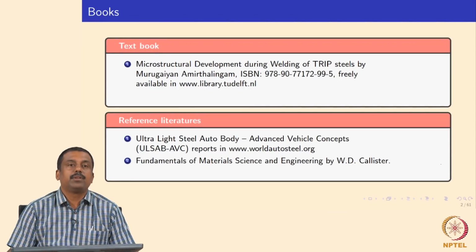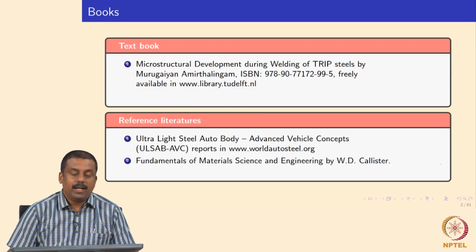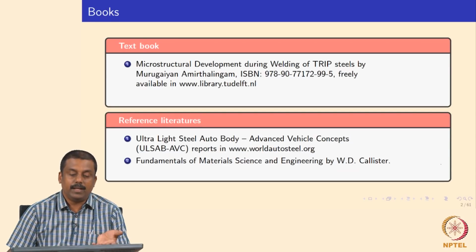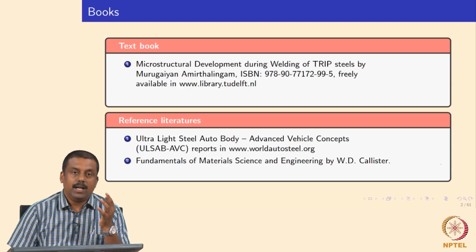Having said that, you can refer to the following textbooks for your reference. You can refer to one of my books, Microstructure Development during Welding of Strip Steels. You can freely download this book from the repository of library.tudelft.nl. The chapters I am going to talk about, the introduction to advanced high strength steels, the basics and the welding metallurgy of advanced high strength steels, are all covered in the textbook.